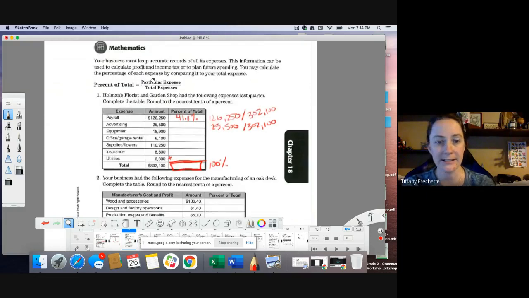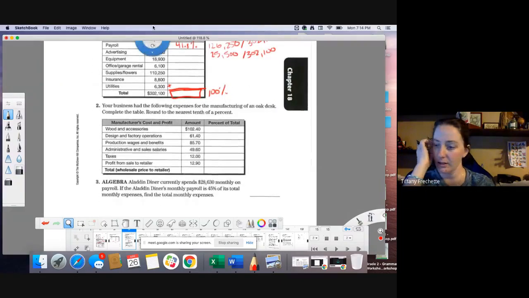All right, let's look at this next piece here. We have something very, very similar. The only difference on this one is that they give you all the different expenses and then they don't total this for you. In the previous one, they gave us the total. They totaled it for us. Well, this one, they want us to total it. So you need to add all of these together to get your total.